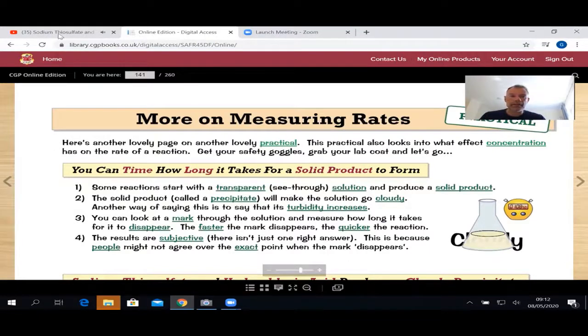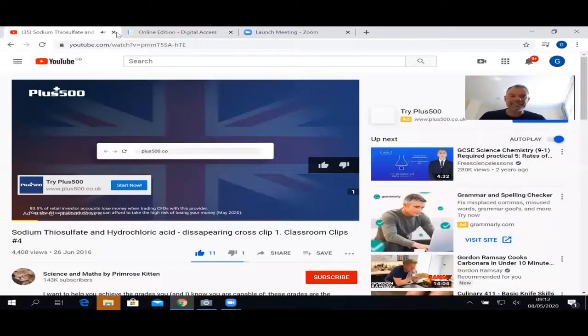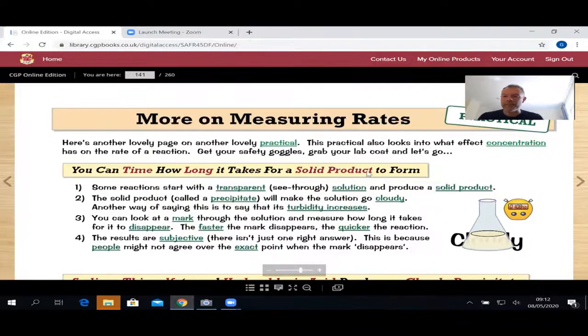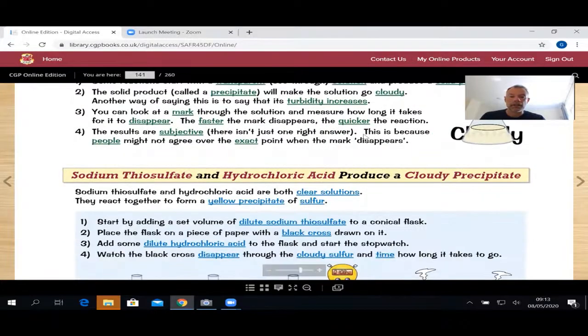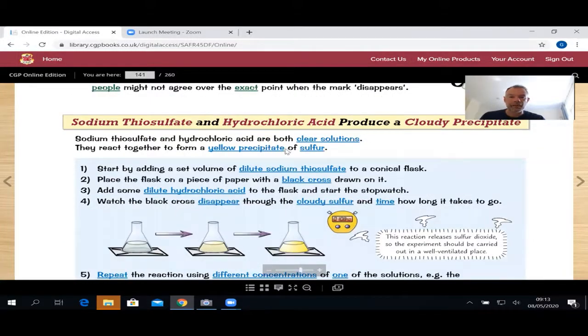We did that at one concentration and one temperature. Okay, so we can repeat that though, and we could change the independent variable, and we could do it with different concentrations of the acid, or we could do it at different temperatures, and we could measure how long it takes for the cross to disappear. Okay, so this is the experiment here.